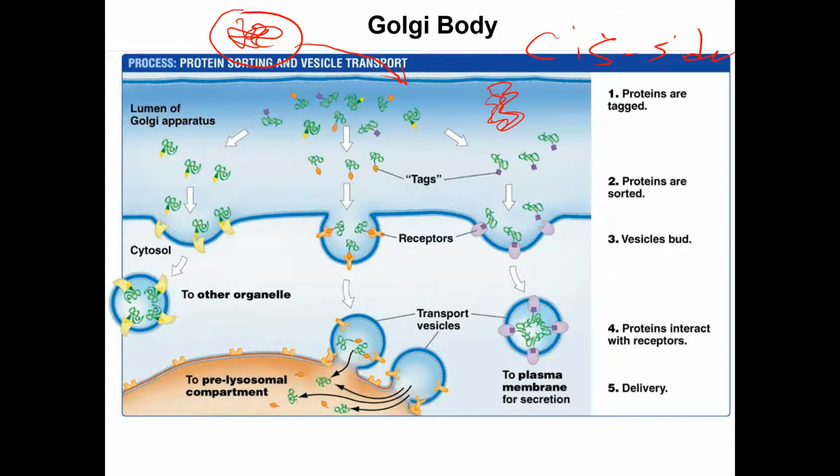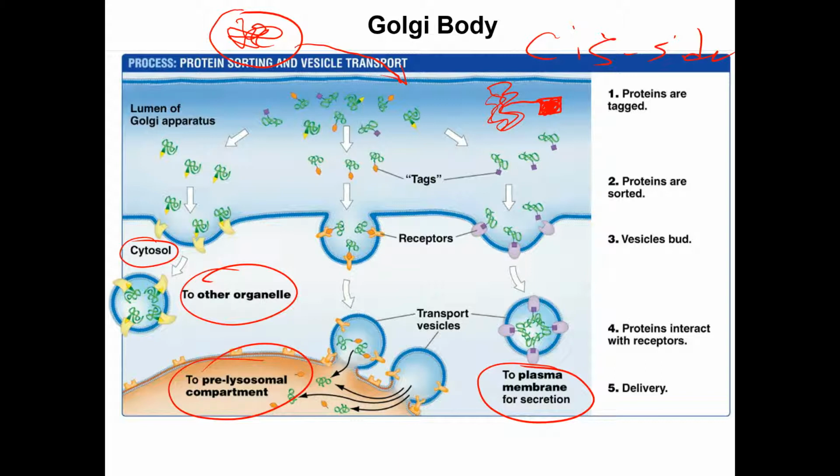Now, that protein will get a chemical tag attached to it. And this chemical tag is basically labeling it for a specific location. So some proteins are directed to the cytosol, or to other organelles, or they're transported to the lysosome, or they're transported to the plasma membrane. And each tag directs that protein or group of proteins to a specific location in the cell.